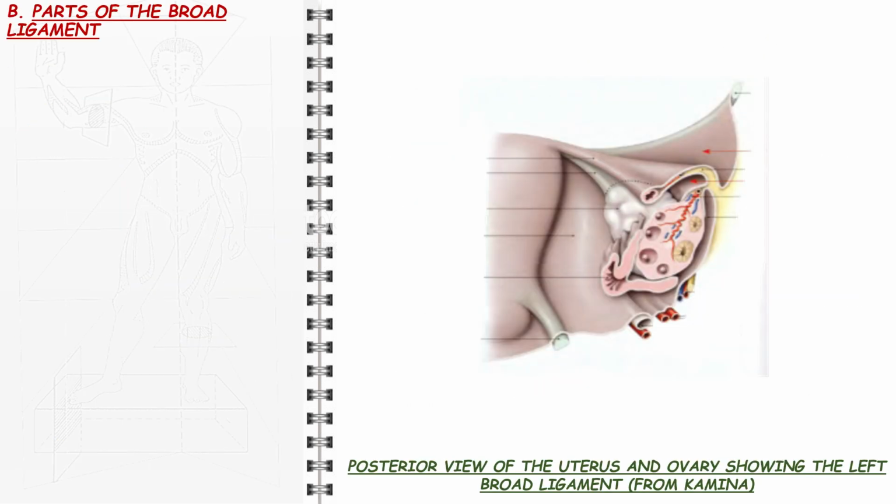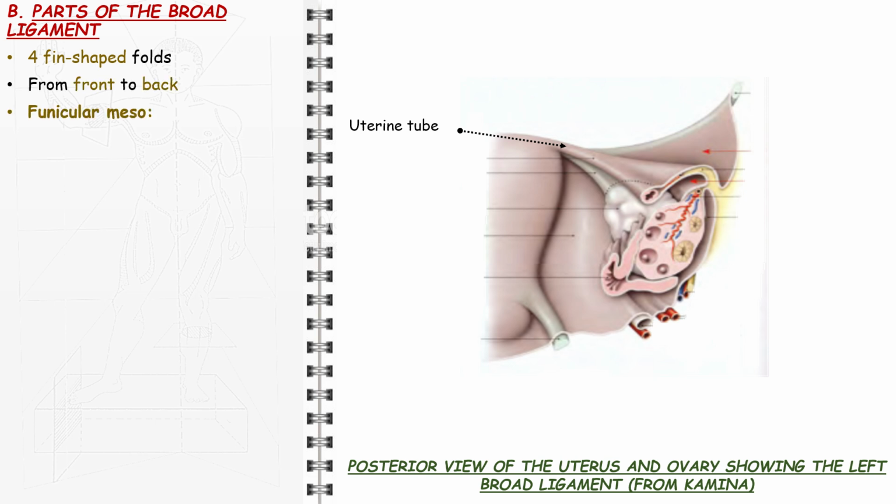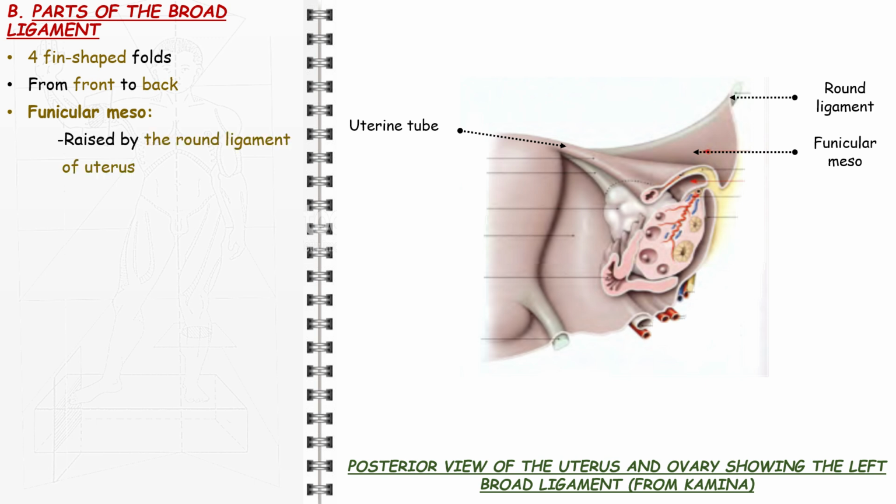The broad ligament is made of four fin-shaped folds, from front to back: the funicular meso, the mesosalpinx, the mesovarium and the mesometrium. The funicular meso is slightly raised by the round ligament of the uterus at the junction of the mesosalpinx backwards with the anterior surface of the mesometrium and the lateral peritoneal ligament of the bladder forwards.